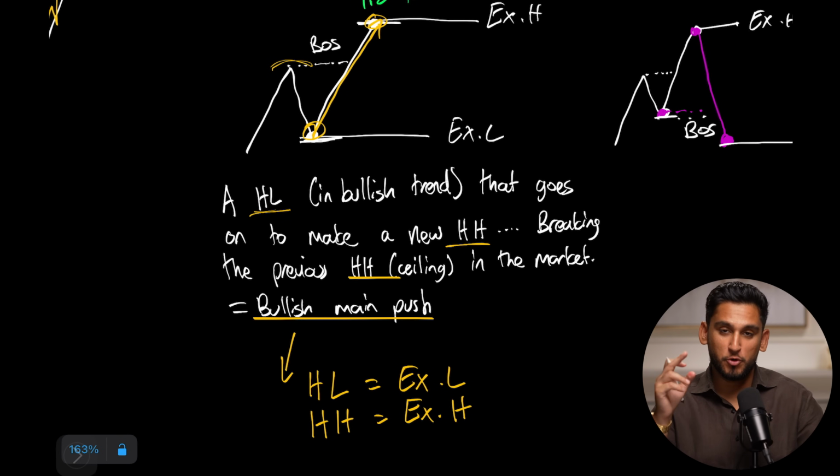In a bearish market, it will be a lower high that went on to make a new lower low, breaking the previous lower low, which is the previous floor in the market. And the break of structure has now found a new main push. And the new main push is from a lower high to a lower low. Therefore, our external high is the lower high, and the external low is the lower low. That is in a bearish sense.